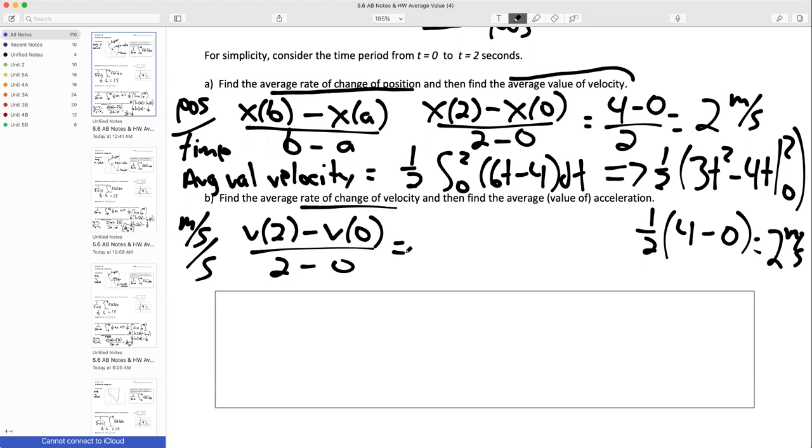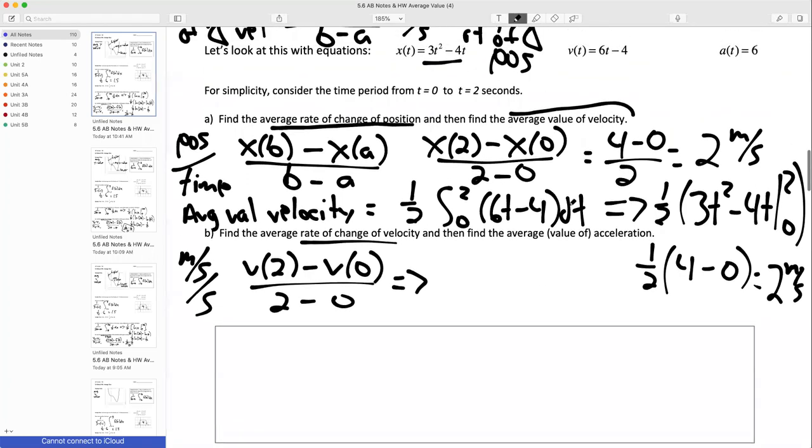So to get v of 2, I'm going to take 2 and plug it into my velocity equation. Okay, and so my velocity equation was 6t minus 4. I plug in 2, so I get 12 minus 4, which is 8. Minus, I plug in 0, and I get -4, which gives me 12 over 2, so 6 meters per second squared.